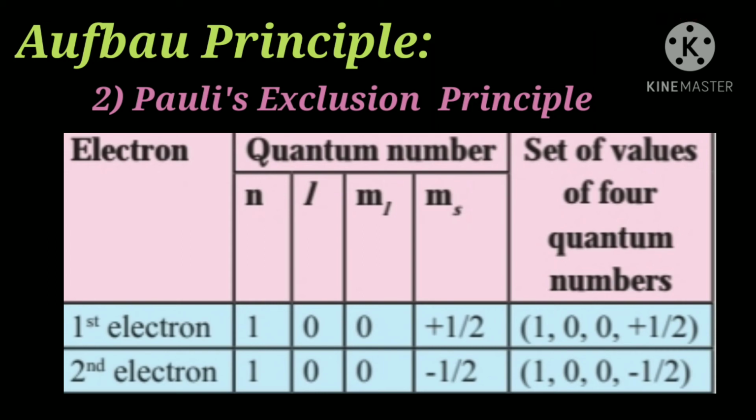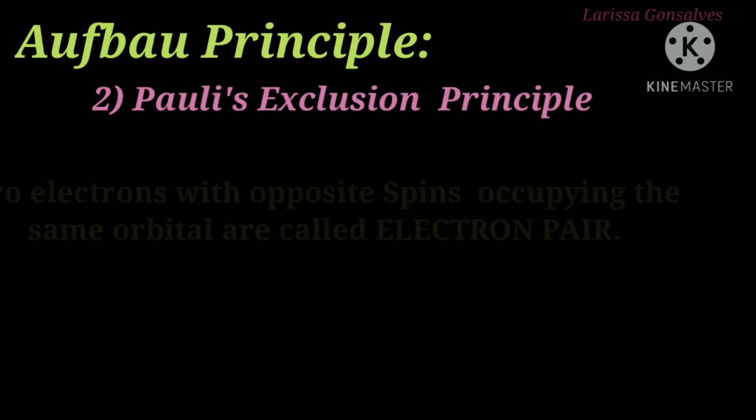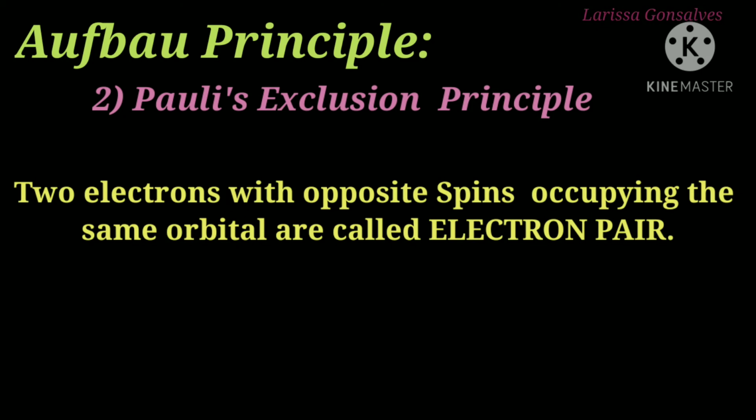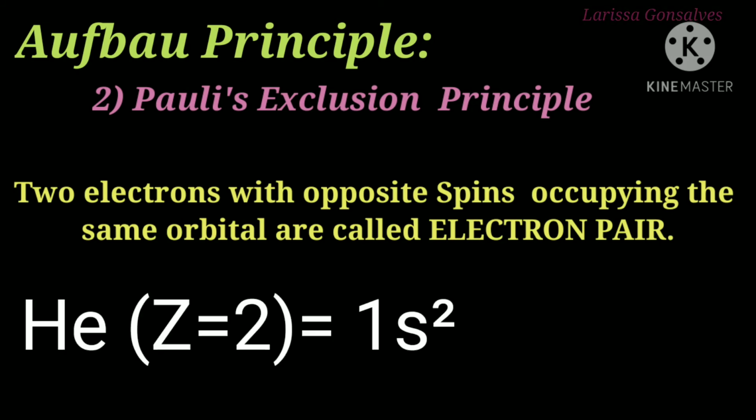So this means that the electrons need to be put in opposite spin. When it is plus half, it is pointing in the upward direction, and when it is minus half, it is pointing in the downward direction. These two electrons with opposite spin occupying the same orbital are called an electron pair. Let us consider an example of helium. Helium has an atomic number of 2, so we can write Z is equal to 2. Z is a symbol used to represent the atomic number. The electronic configuration will be written as 1s2.